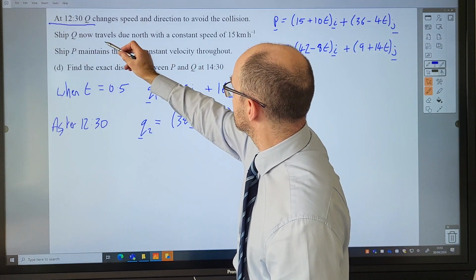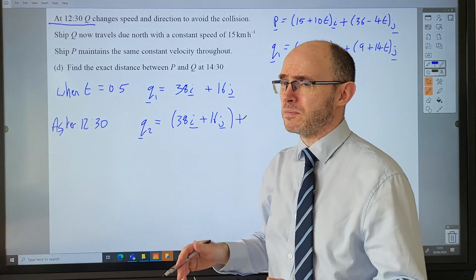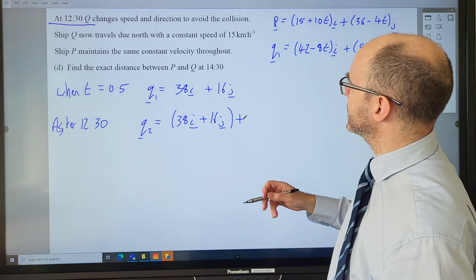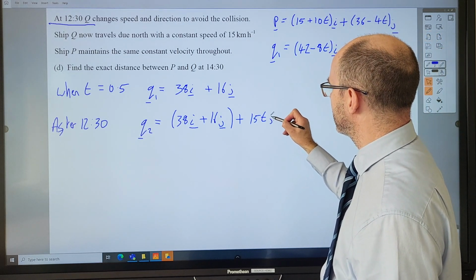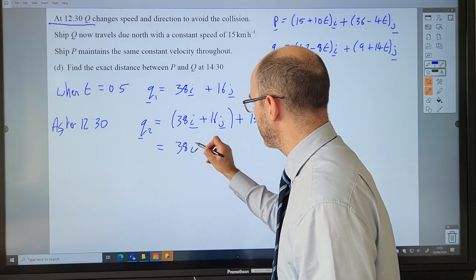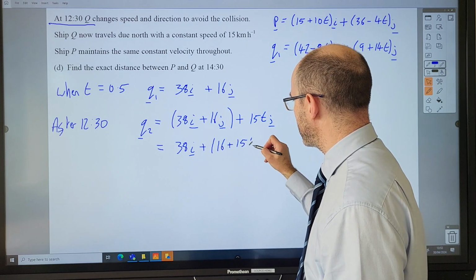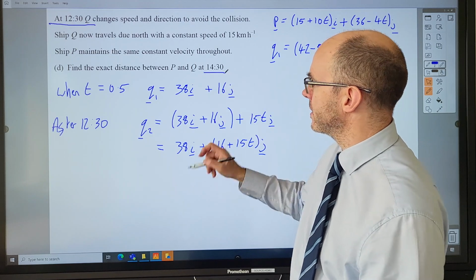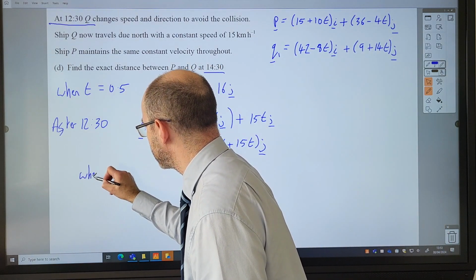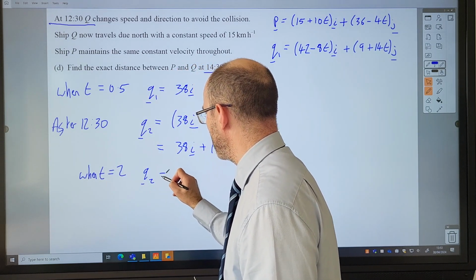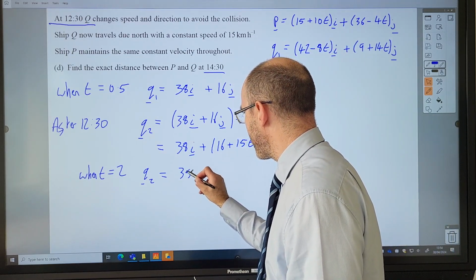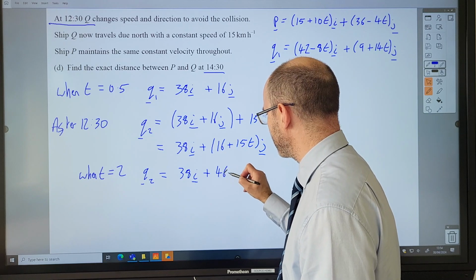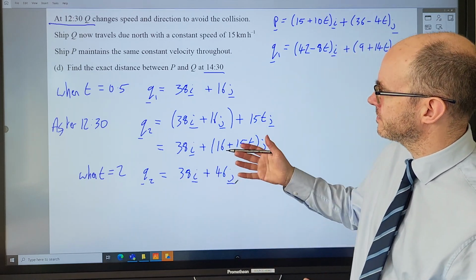So it says it travels due north, constant speed of 15 kilometres per hour. Really convenient because north just means it's going to be something times j, and 15 kilometres per hour means it's straightforward. It's 15 times t. So plus 15tj. Okay, and well, I just tied it up a little bit. So it's 38i plus 16 plus 15t j. I don't really need to do that, but I just like doing that. Okay, so that's what it's doing after 12:30, and then at 2:30, that's going to be 2 hours later. So when t equals 2, Q2 will be, of course, 38i, but then 16 plus 15 times 2, so 30, 16, 46. Okay, 46j. So that's where Q is at 14:30.